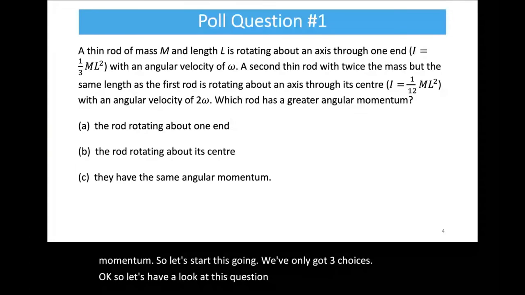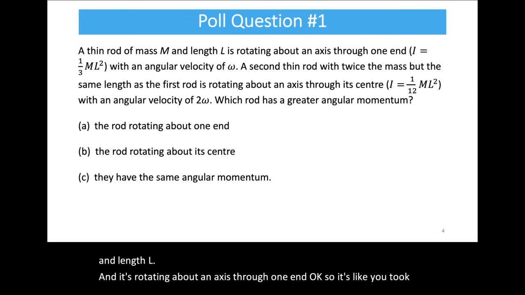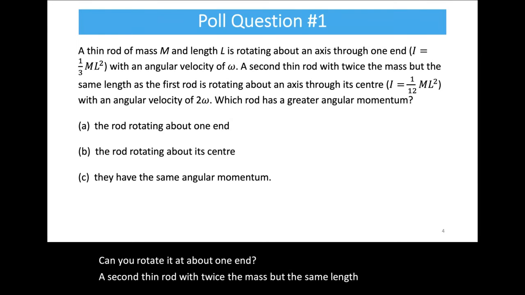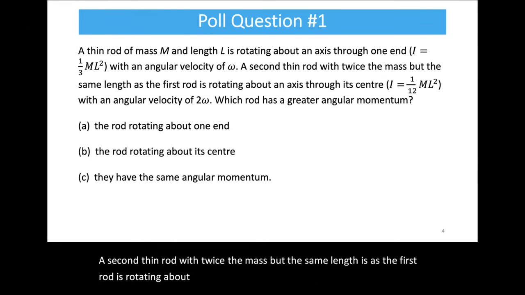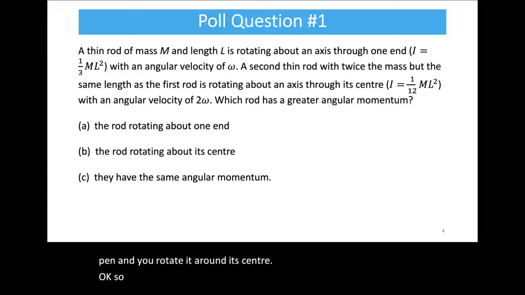So we have a thin rod of mass M and length L, and it's rotating about an axis through one end. Okay, so it's like you took a pen like this, and you rotated it about one end. A second thin rod with twice the mass, but the same length as the first rod, is rotating about an axis through its center. So it's like you took your pen and you rotated it around its center.